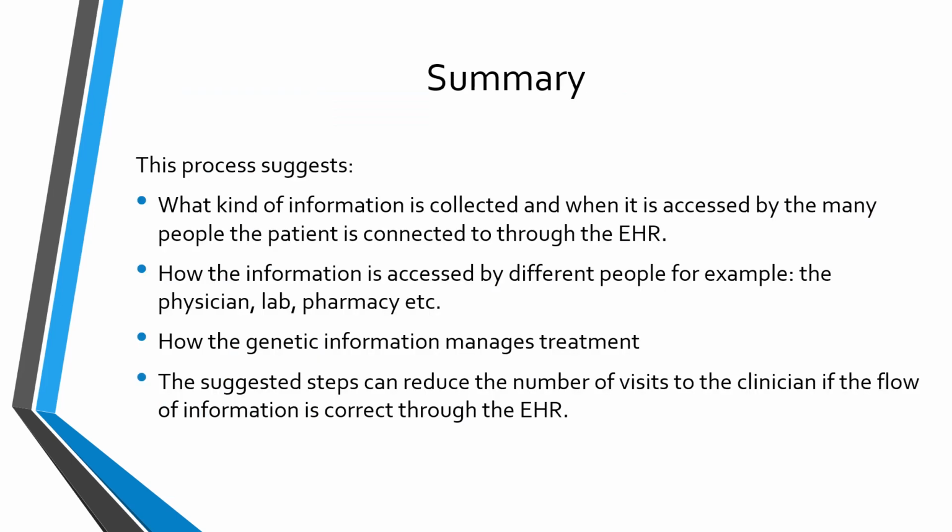So this is the summary. This process suggests what kind of information is collected and when it is accessed by the many people the patient is connected to through the EHR. This process also suggests how the information is accessed by different people, for example, the physician, the pharmacy, the lab, etc. How the genetic information manages treatment, and the suggested steps can reduce the number of visits to the clinician if the flow of information is correct through the EHR.